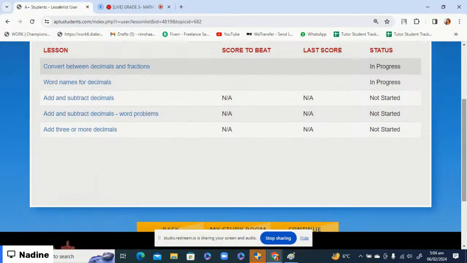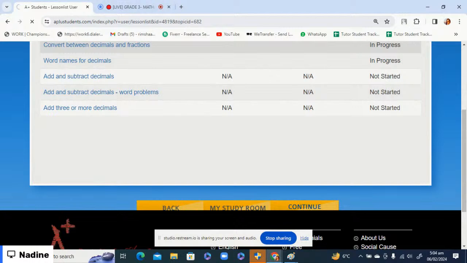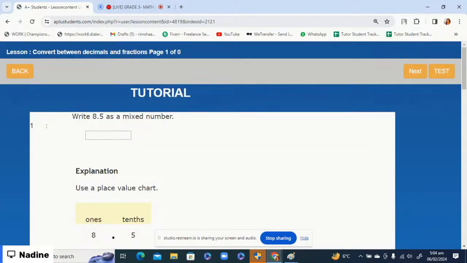Okay, so here is the first lesson. Let's do this one. Here is convert between the decimal and the fractions. So this is basically some numbers. We just need to convert them into decimals and mixed numbers and fractions. So let's get started from the first one.